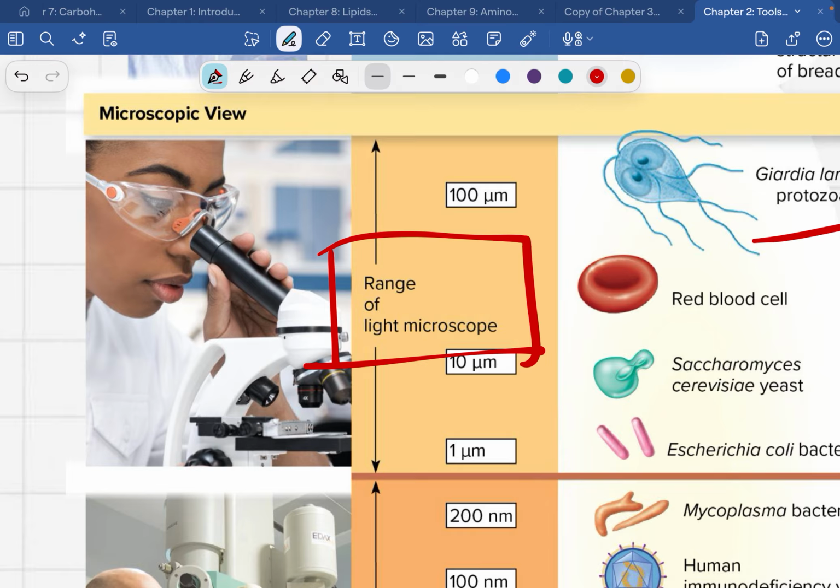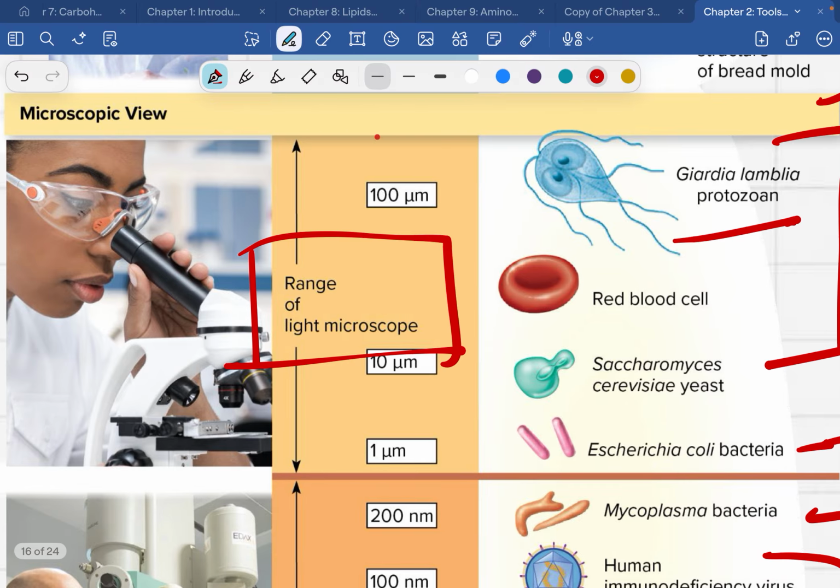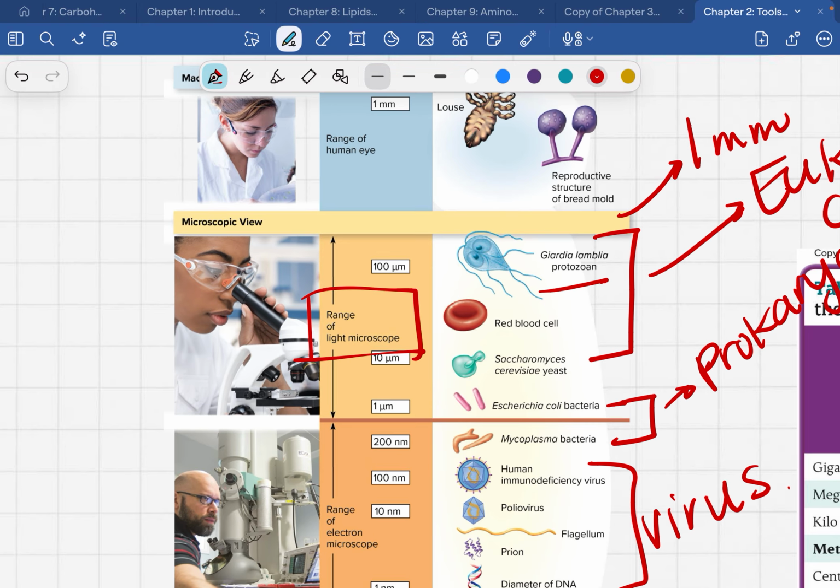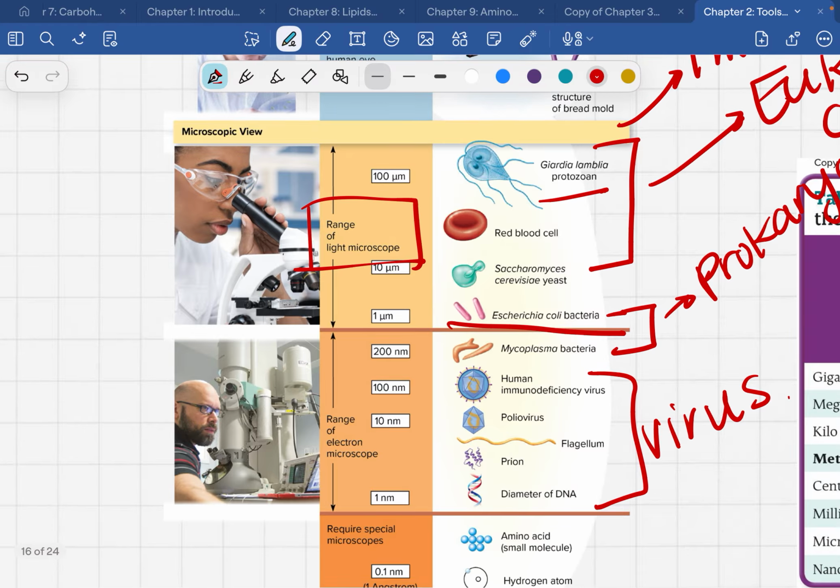But it's important to note the range of a light microscope. It can view everything from eukaryotic cells down to most bacteria. Some bacteria are a fair bit smaller than that, but most average bacteria are going to be visible with a light microscope. However, viruses are not.